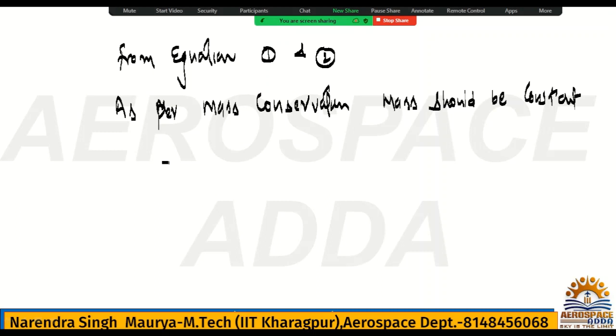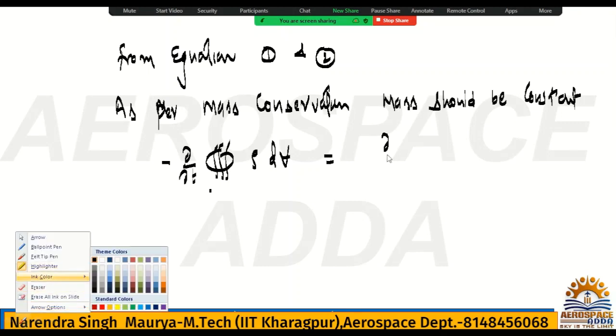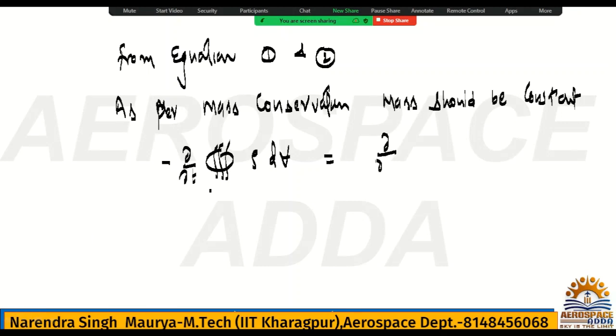So first equation is what? Minus dou by dou t, triple integration rho into volume, is equal to this mass decrement inside the control volume, or rate of mass decrement within control volume, equal to the rate of flow, or mass flow rate, meaning is same, but it is through the surface area. So hence double integration, this will be rho v vector into ds.